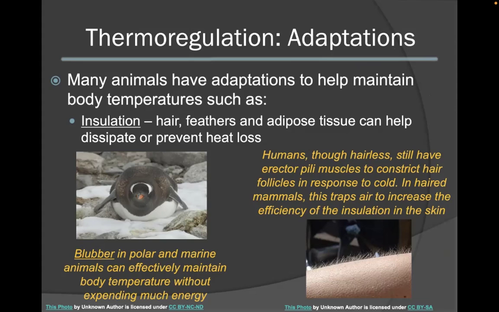Humans, though they are hairless, still have the remnants of erector pili muscles to constrict hair follicles in response to cold. In truly haired mammals, this acts to trap air to increase the insulation in the skin.